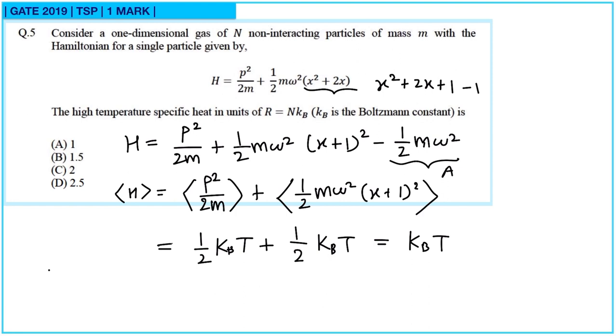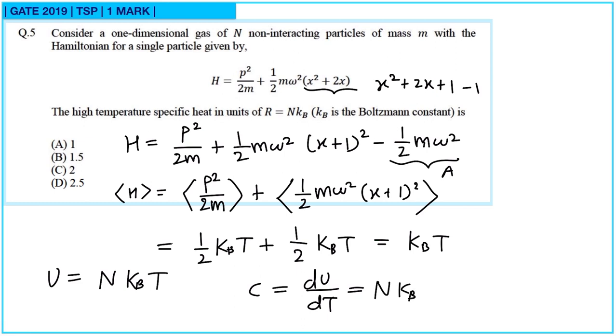So total energy for n particles will be n kBT. So specific heat capacity dU/dT will be equal to n kB. So this is 1 into n kB. So option A is correct.